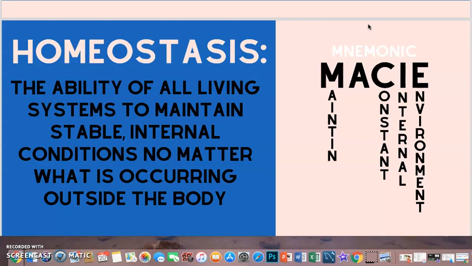I think a helpful mnemonic for homeostasis is MACIE, because it reminds you of the key words in the definition, which are maintain, constant, internal, and environment.